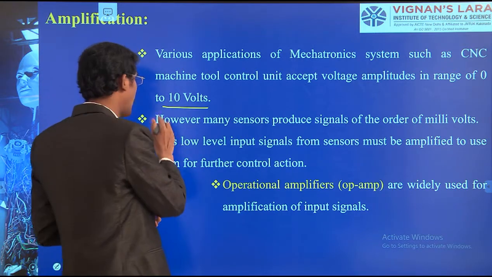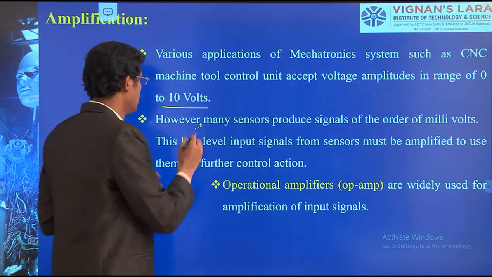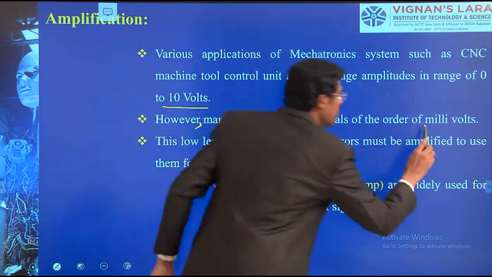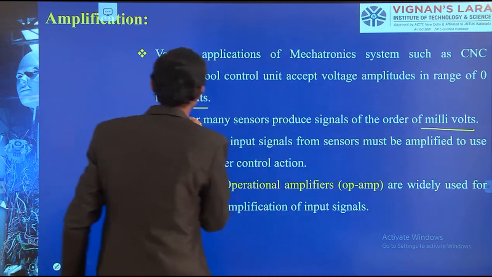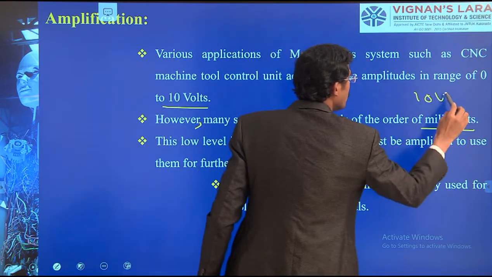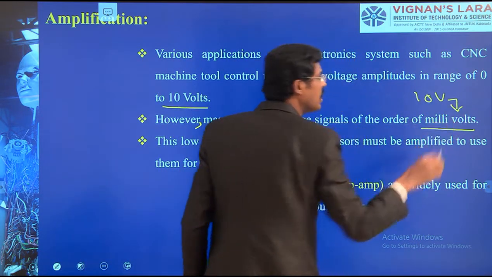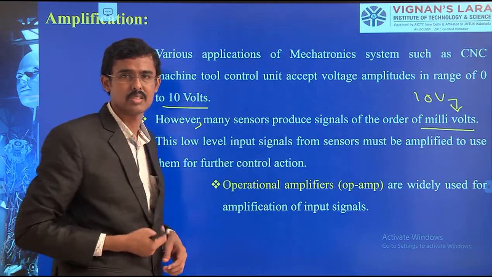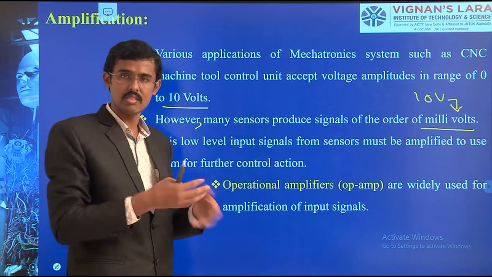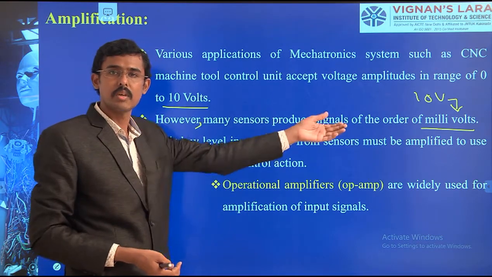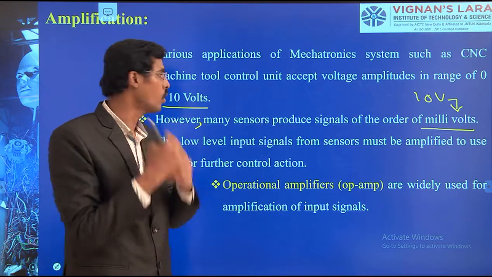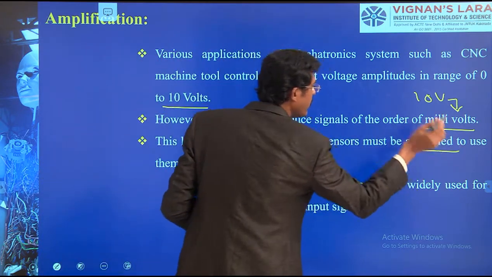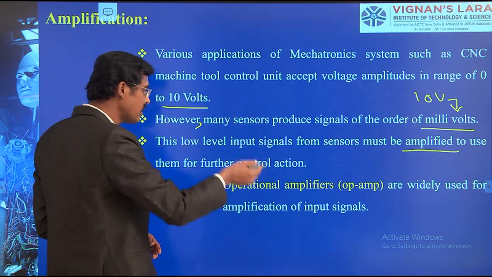But you see, however, many sensors produce signals in the millivolts. Here it is volts, here it is in the 10 volts. This is to be converted into millivolts for these sensors, signal conditioning units, microprocessors. But the CNC machine gives the output at 10 volts, but this microprocessor receives at millivolts. So these low level input signals from the sensors must be amplified for further control action.